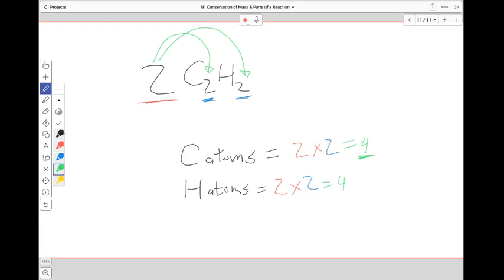So the coefficient, even though this is not something that you're asked to write down, I'm trying to help you because you will see this for homework. You distribute to all of the subscripts. So another example, did everybody copy this down? You distribute to find the number of each atom.